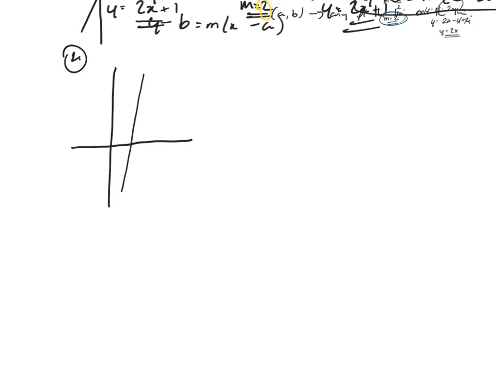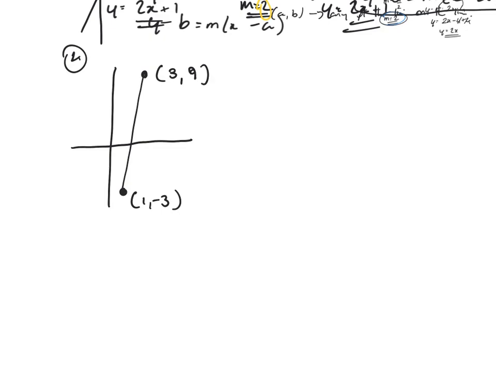Okay, let's try an example 4. Okay, this time we've got a point here which is 1, minus 3, and a point here which is 3, 9.